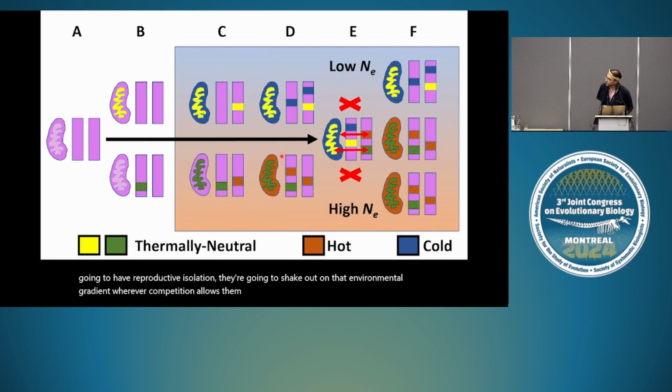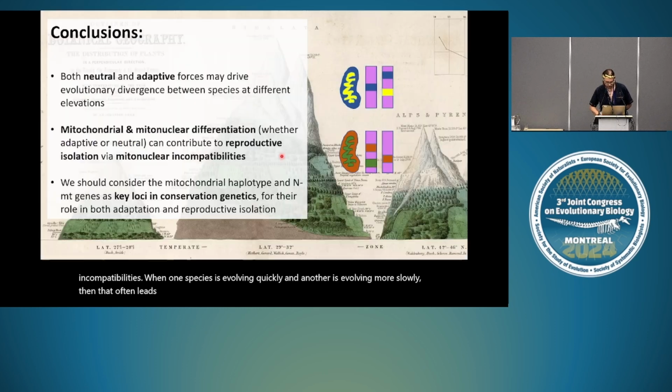We can also think about differences in effective population size as something that might be driving mitonuclear differences between these species. Those high elevation species might have a lower effective population size. They're going to have a more rapid mitochondrial evolutionary rate, and differences in rate is something we saw in the swordtail work and in other work can have a big impact on driving genetic incompatibilities. When one species is evolving quickly and another is evolving more slowly, that often leads to genetic incompatibilities.